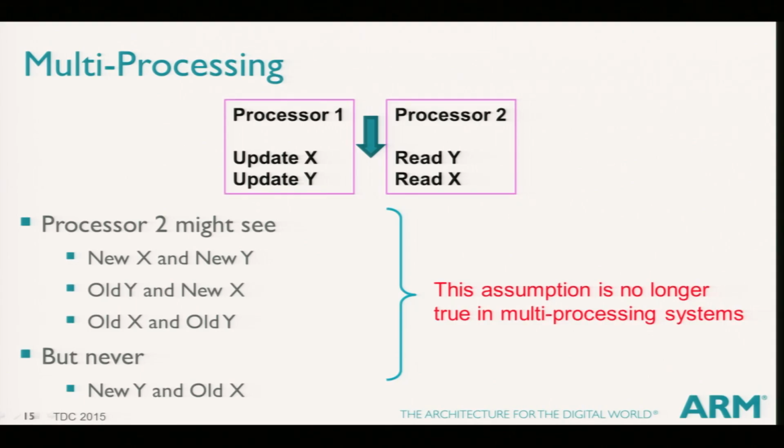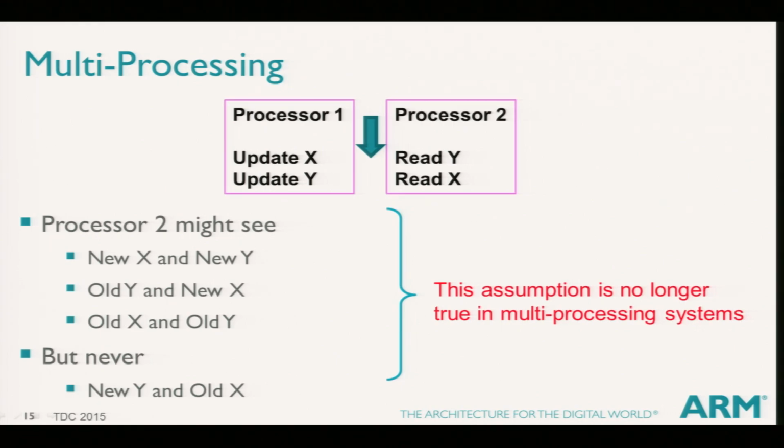Then let's introduce a different situation. Let's introduce a second processor into the mix. So I've got two processors here, processor 1, processor 2. Now, in a kind of nice, neat, ordered, tidy view of the world, if processor 1 updates variable x and then updates variable y, and processor 2 reads variable y and then reads variable x. Now, you can make some good assumptions about that, or you should be able to.